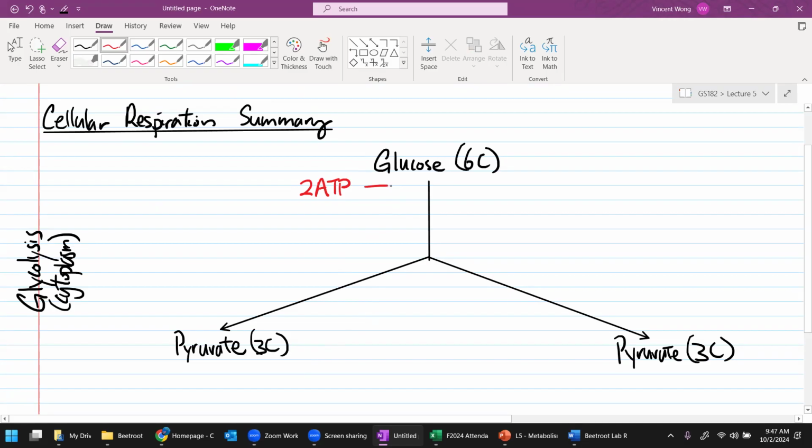So in this process, we have to invest 2 ATP first. You got to charge up, we got to energize the glucose. So when you use up the ATP, they become ADP, right? ADP plus the phosphate, of course, but I'm just gonna keep it simple.